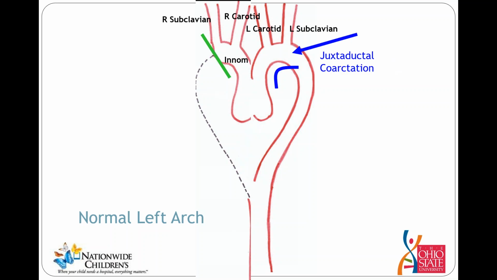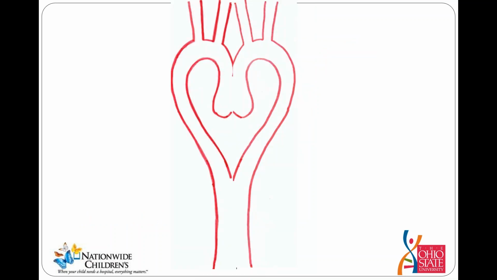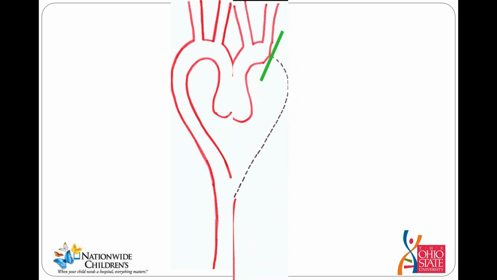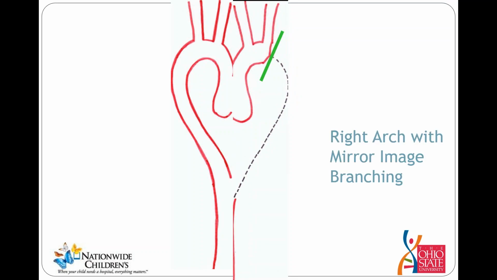Juxtaductal coarctations are almost always attributed to left-sided arches because that's where your ductus is. And so it's pretty rare to have a right arch with a coarctation. I have seen it, but it's pretty rare. So let's start with that double arch again. What happens if you divide there? So that regresses. Now you're left with a right arch with mirror image branching.